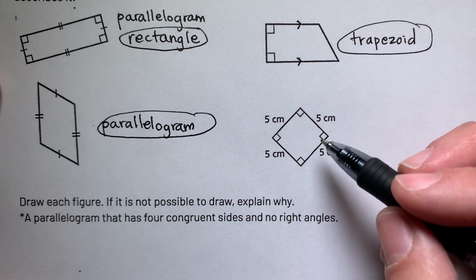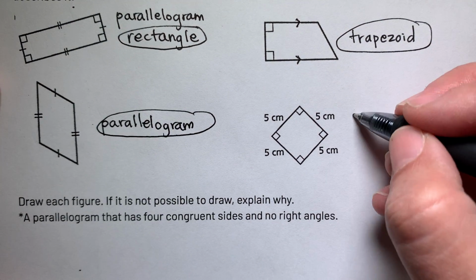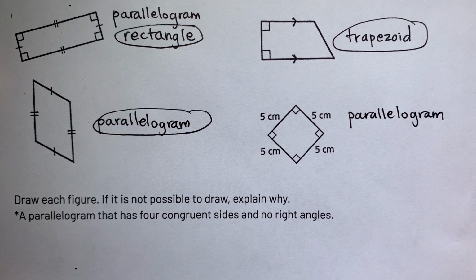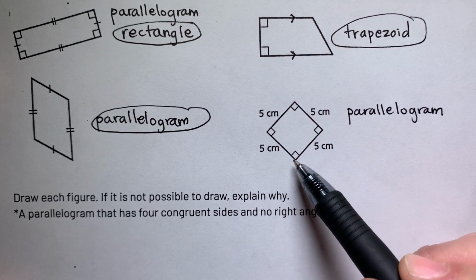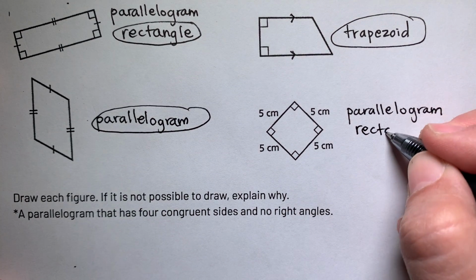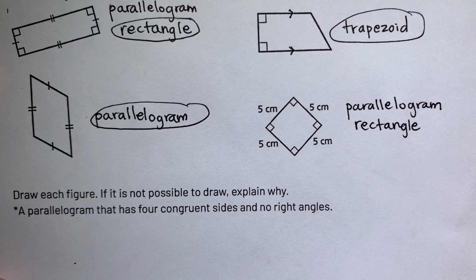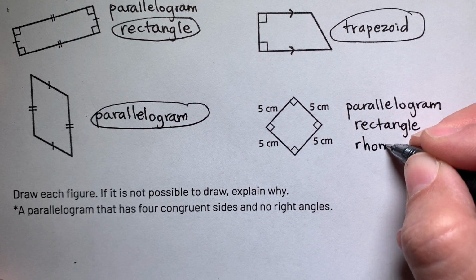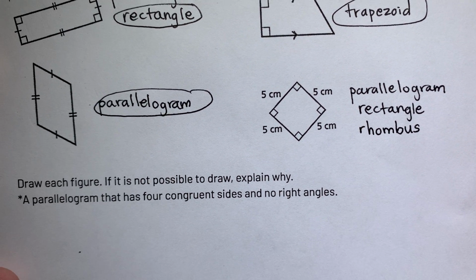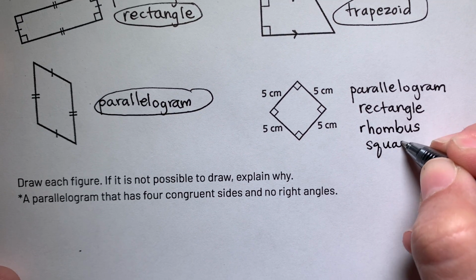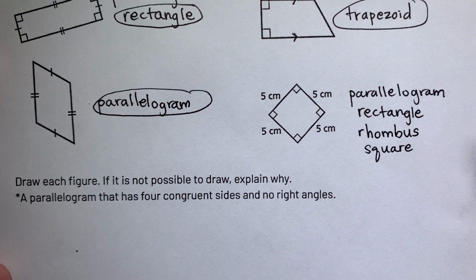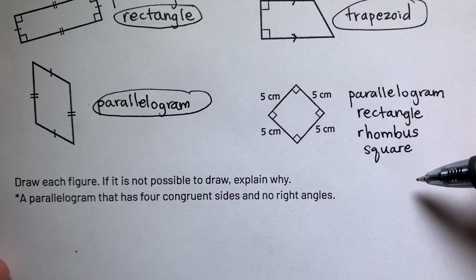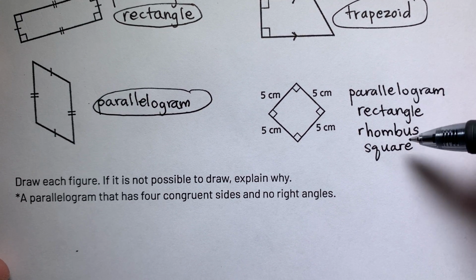Looking here, all right, so all of the sides, well, first of all, it's a parallelogram. And if I look, it has right angles, which means it's also a rectangle. And all of its sides are the same size, which means it's a rhombus. And then because it has right angles and all the sides are the same, it's a square. This is all of these things. You're just getting more and more specific, okay?